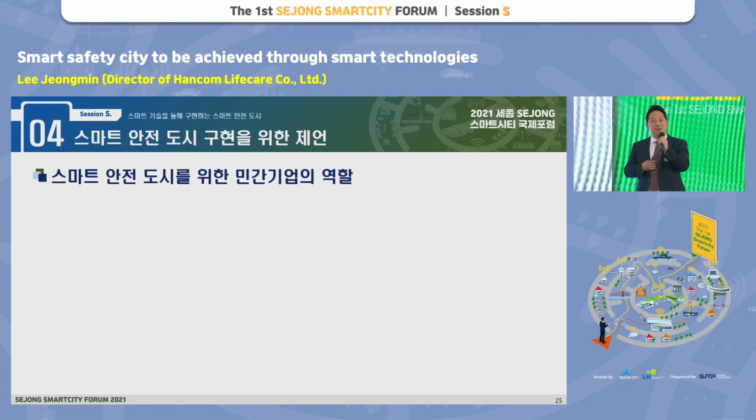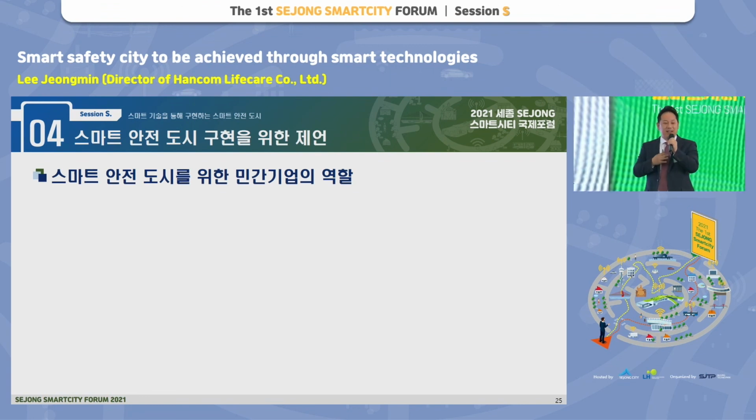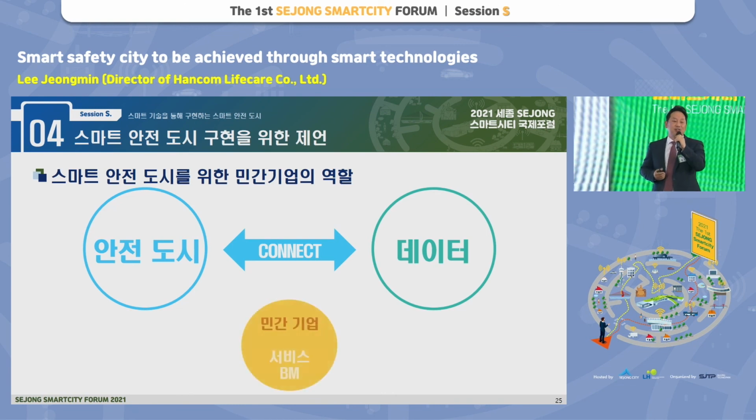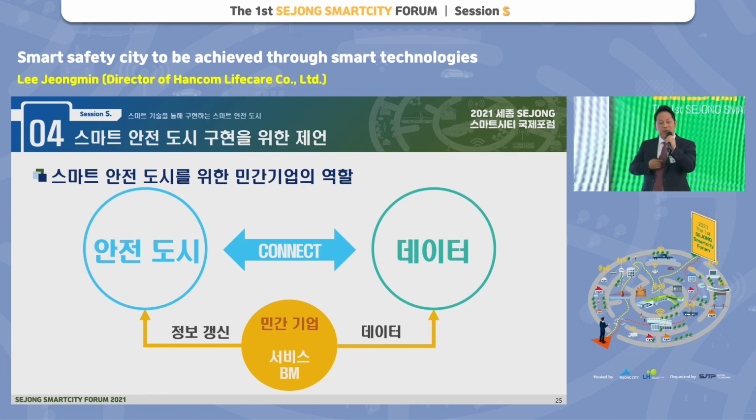Lastly, what is the role of the private company in achieving a smart safe city? Let me show you. Safe city and data should be connected so that we can achieve a smart safe city. These two should be interconnected to each other. In between, the private company is a bridge to provide services. Private companies provide renewed information to the city and also get information and data from the platform system. The most important requirement for this is that we need more openness from the public sector.